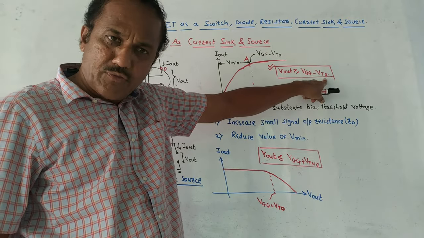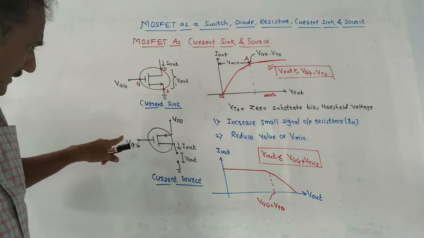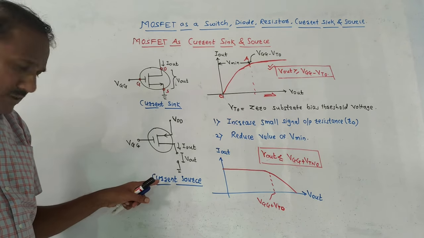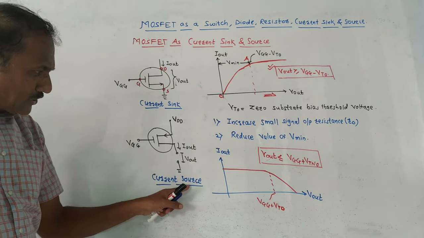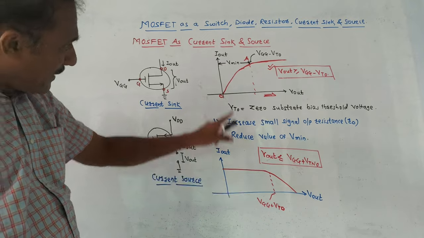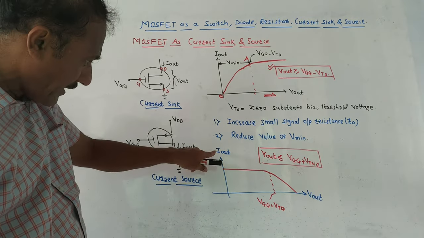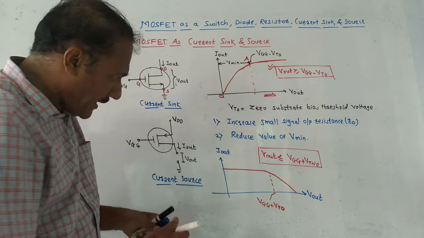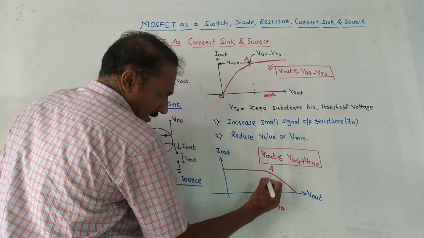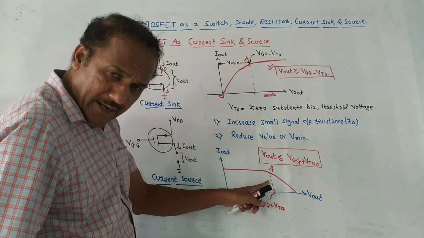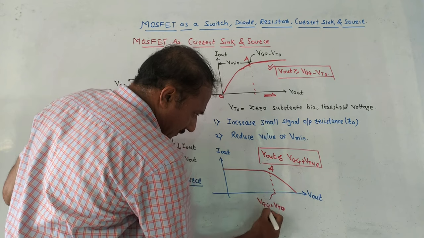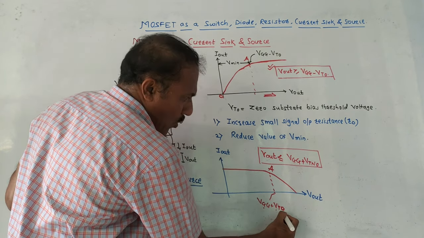Next, this is the diagram which shows how MOSFET acts as a current source. This is the corresponding graph. Ye exact opposite graph hai. In this case, this point, again say this is point A. This point A is marked at which the voltage is VGG plus VTHO.